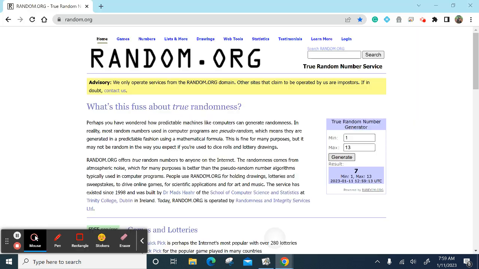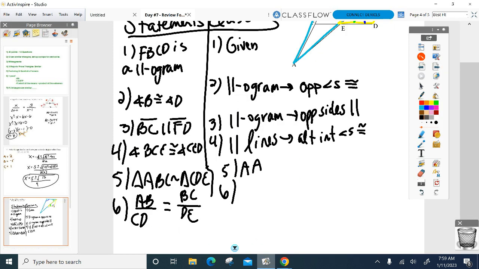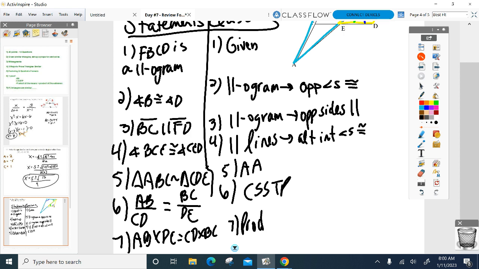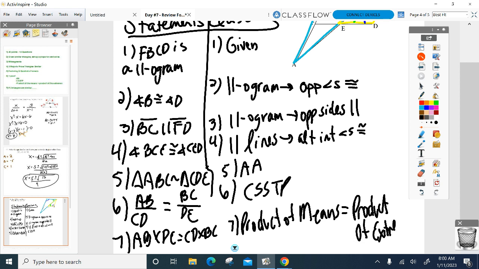What's that reason? The sides are in proportion. CSSTP, and then we're on our way, right? Means and extremes.